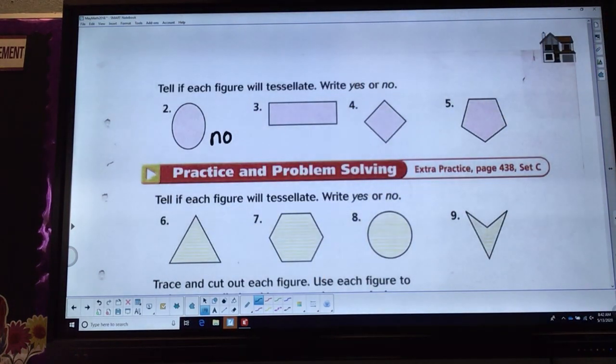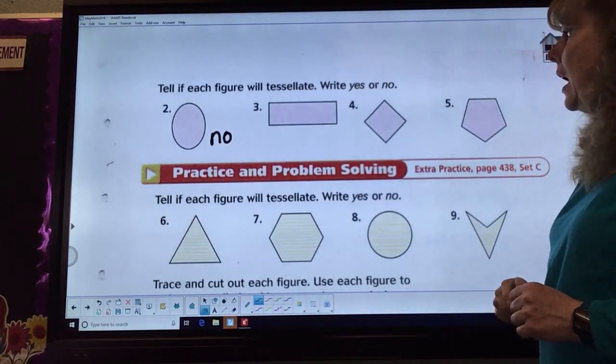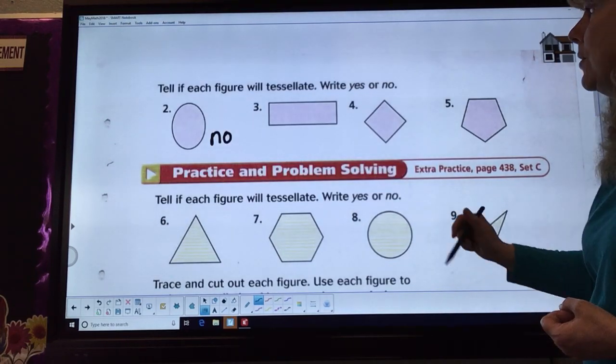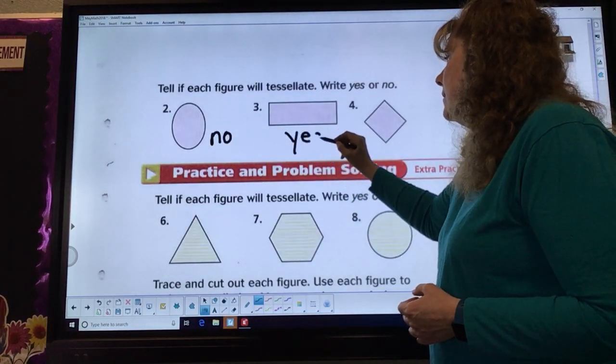How about number 3? Well, it's a rectangle. And if I started stacking those and laying those out, I could put one here, I could put one on top, put one on the end. I could keep going. So I have to ask myself, will it overlap? Nope. Is there going to be any gaps or spaces? The answer is nope. So I know that this figure does tessellate. So we're going to write yes here.